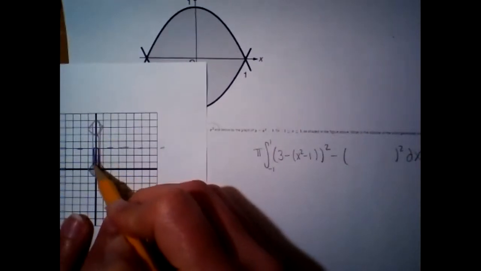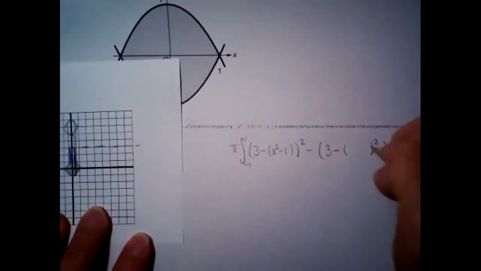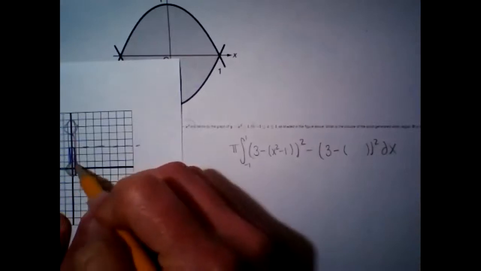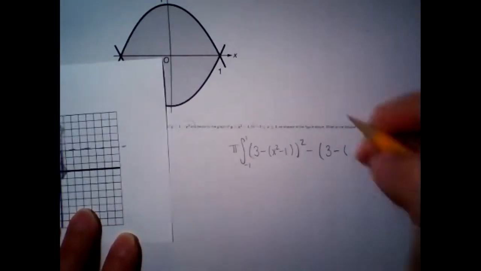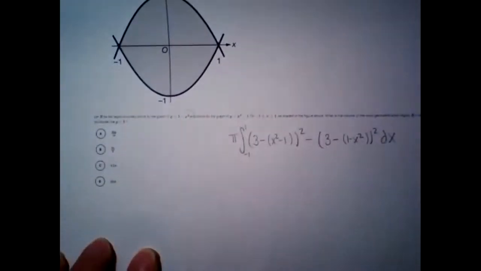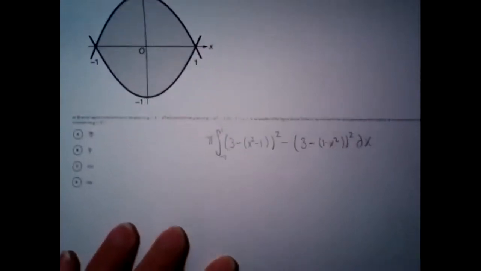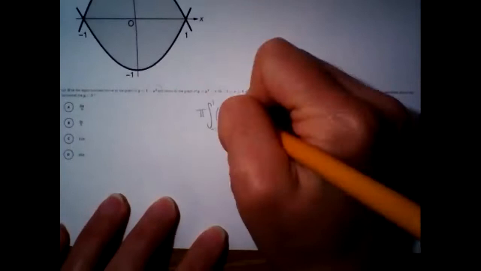And then the blue line is the inner radius, again, upper graph minus lower graph. So it's 3 minus the reflected parabola, which is the 1 minus x squared. Now, this problem is very heavy with the algebra. We're going to have to do a lot of distributing and combining like terms and dealing with negative signs. So you just can't be scared of that, okay?